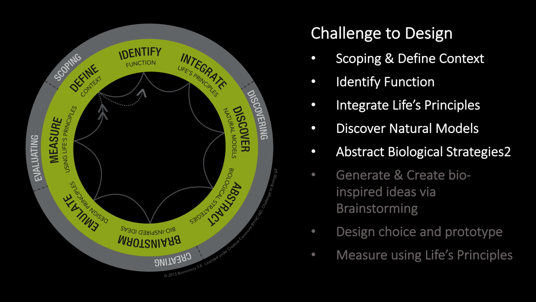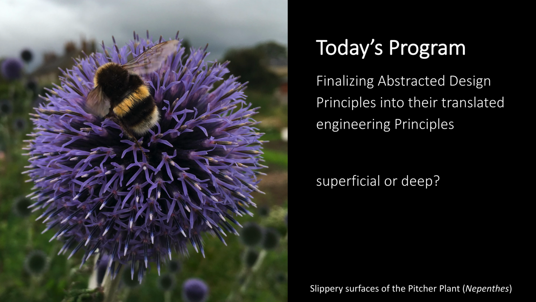So where are we in the course? We have done the scoping, and we've defined the context, we've identified the function we're going to work on in each team, integrated life's principles, hopefully as design brief requirements, and you have discovered natural models in the bio brainstorm. And now we're going to do abstracted design principles again. Okay, so today's program is finalizing the abstracted design principles into their translated engineering principles.